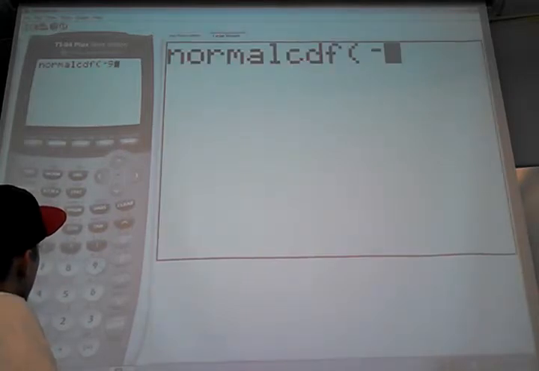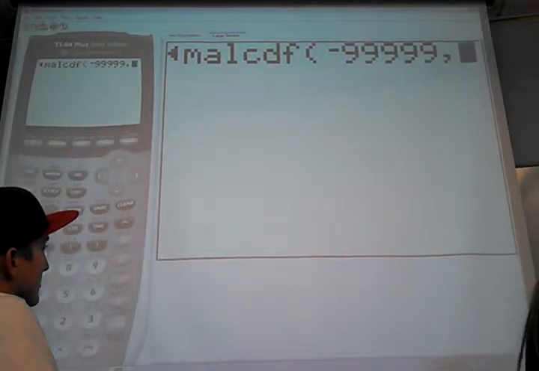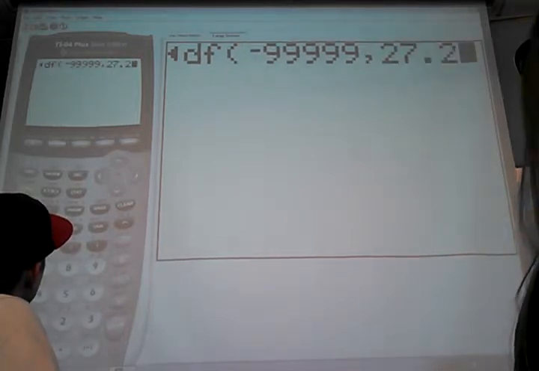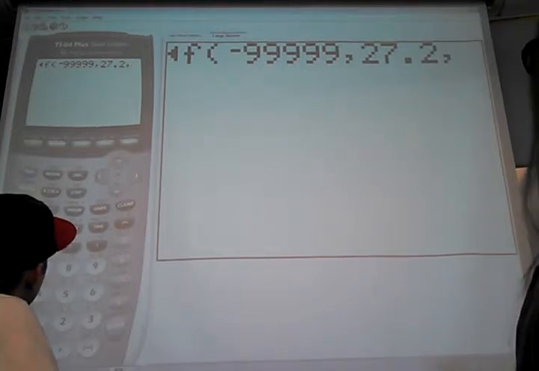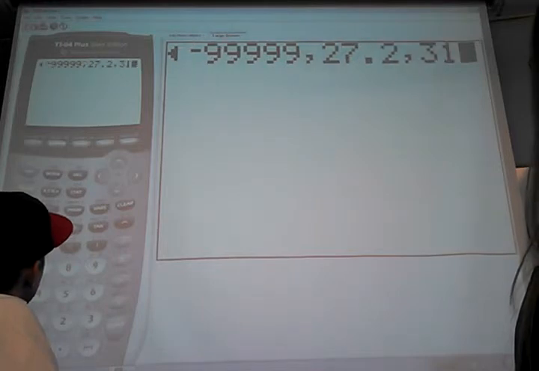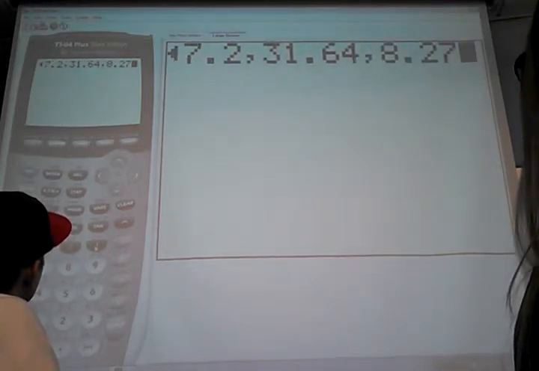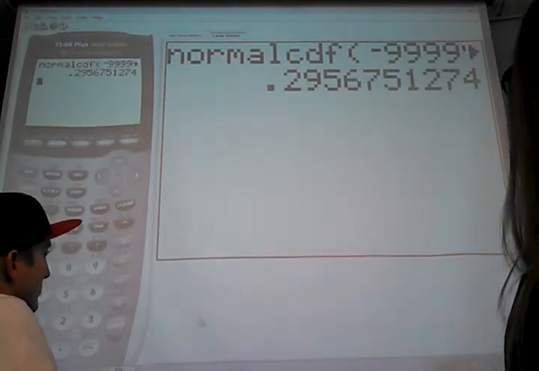The mean is 31.64, and the standard deviation 8.27. We got 0.2946. Remember? And the actual answer is like 0.2957. Considering it's an approximation, that's pretty decent. Right? It's not too far off. They both round to 29.5%, almost. We'll go with that.